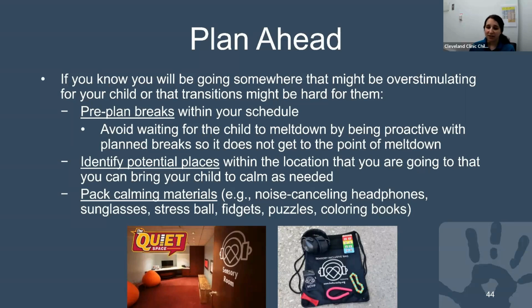So maybe before you're going somewhere, looking up ahead of time, all right, so this place has a quiet space or a sensory room, or this place maybe doesn't, but it looks like there's maybe some areas over here and here that tend to be a little bit quieter. And packing with you and bringing with you items or materials that help with calming or help with reducing the sensory input, such as noise canceling headphones, or if it's a place that has like a lot of strobe lights, maybe packing sunglasses or a hat, and packing things that the kiddo can use to help calm themselves.